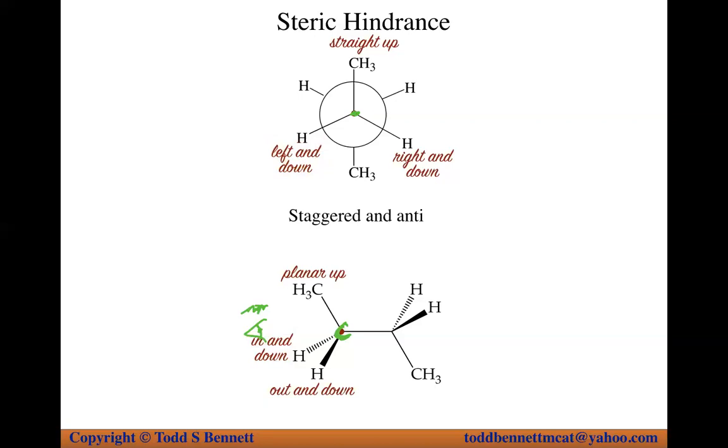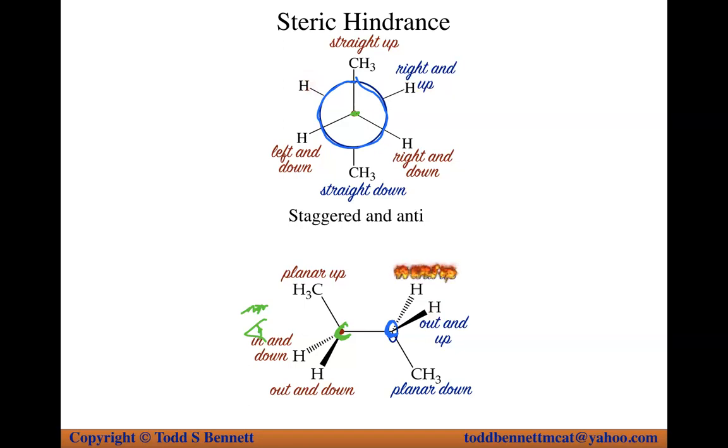Back carbon, again, the back carbon we represent by the big circle. So that's this carbon right here. On it, we have, like I mentioned, the CH3 straight down and planar. So straight down is going to be planar. So planar down, straight down. This one is coming on the right, so it's going to be out. Again, it's on the back carbon. So right side is out, and then left side is in.